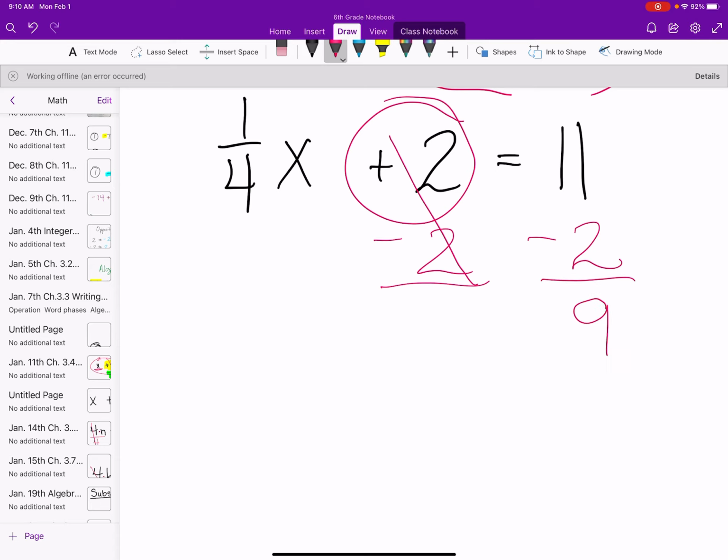That's 9. Now we have 1/4 of x is equal to 9. This is like saying 1/4 times x. The opposite of times is dividing, so we're going to divide on each side by 1/4.